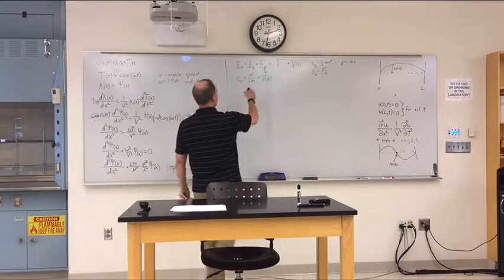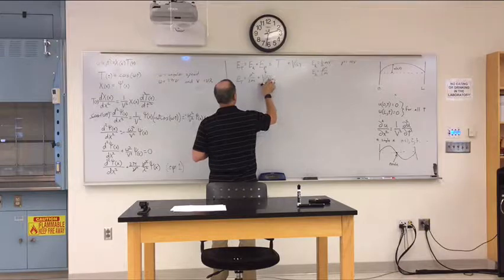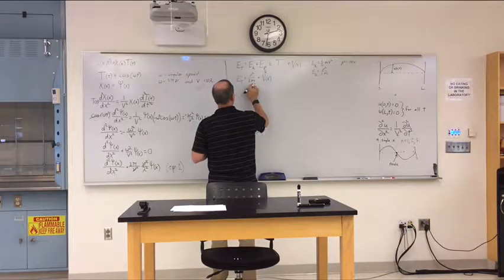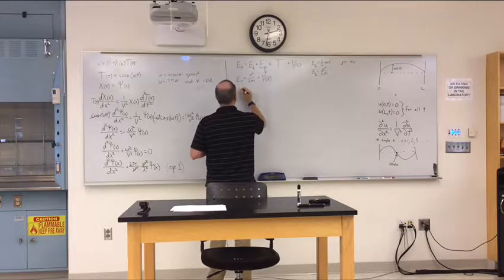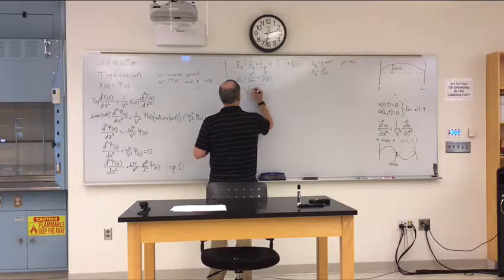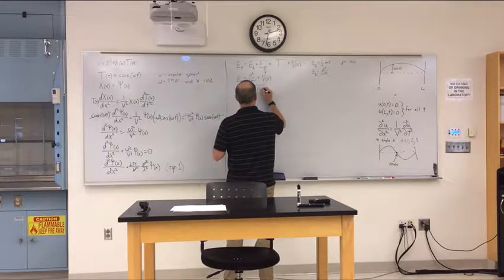So if we solve this for our momentum, essentially moving the V to the other side and then multiplying both sides by 2m, and then taking the square root, we get our momentum is equal to the square root of 2m times total energy minus our potential energy.